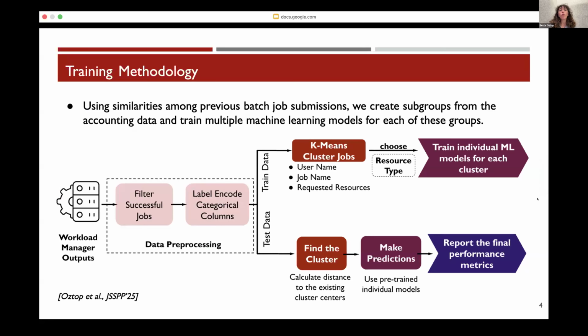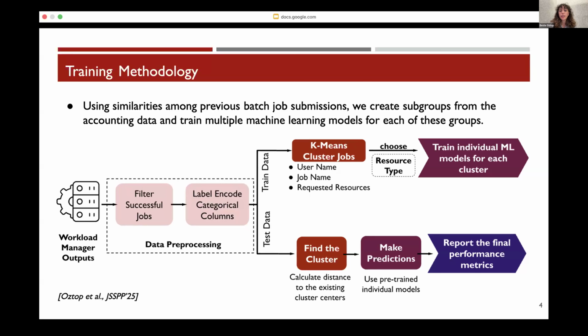So let me move on with the offline training methodology. We are using similarities among previous job submissions from the historical data, and we create subgroups using the submission parameters that we have. This historical data contains successful and failed job information. But for the model training, we are only using the successful jobs, and this is in the data pre-processing stage. And we label and code the categorical columns before we make any clustering and predictions.